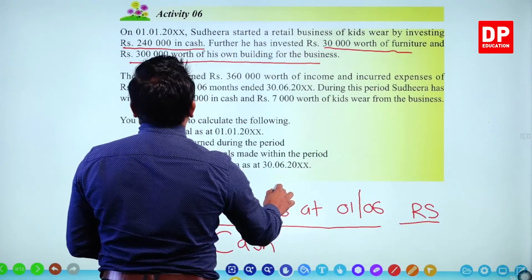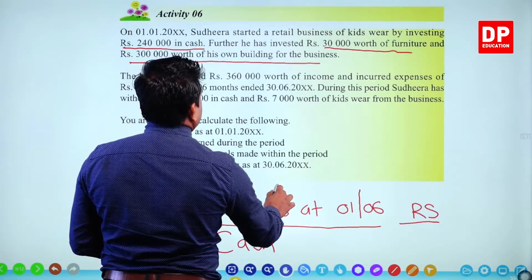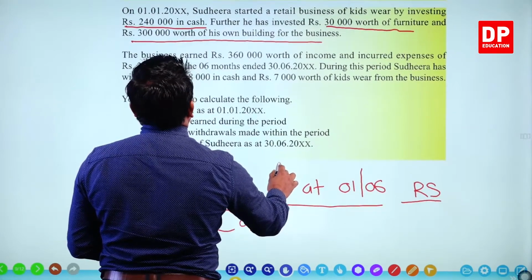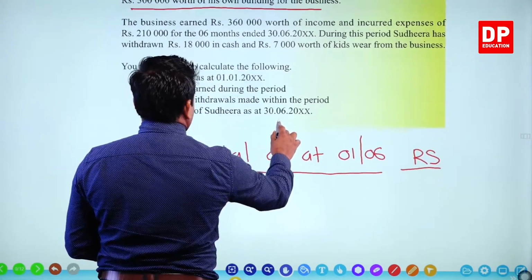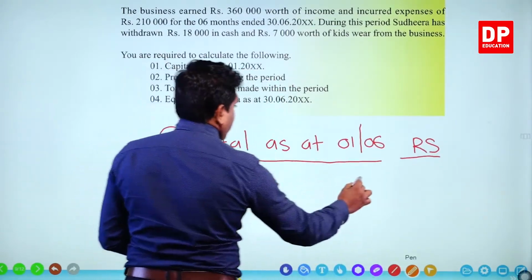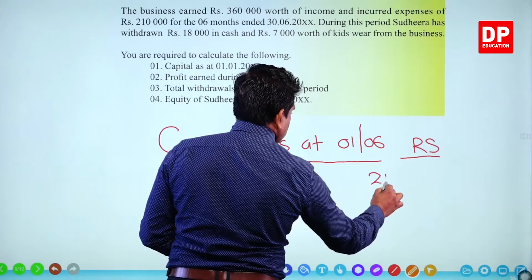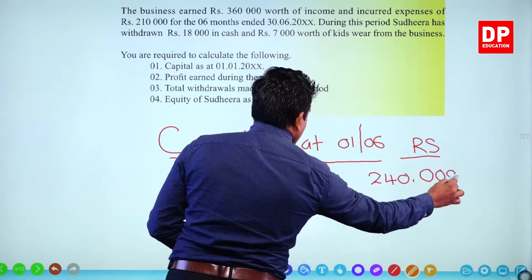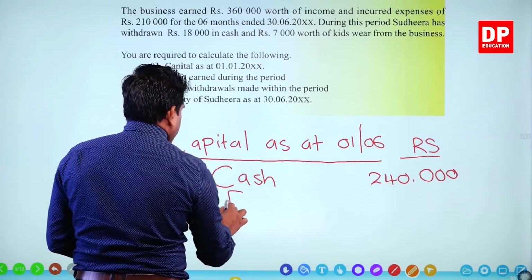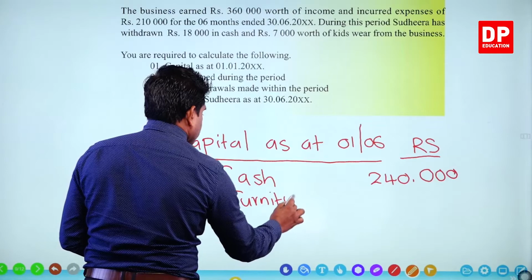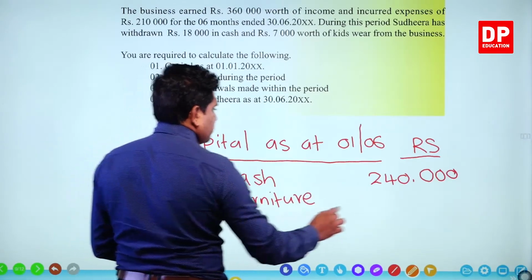How much was the money invested? 240,000, right? 30,000 worth of furniture, right? Then cash 240,000, right? How much is the value of the furniture? Furniture value 30,000.